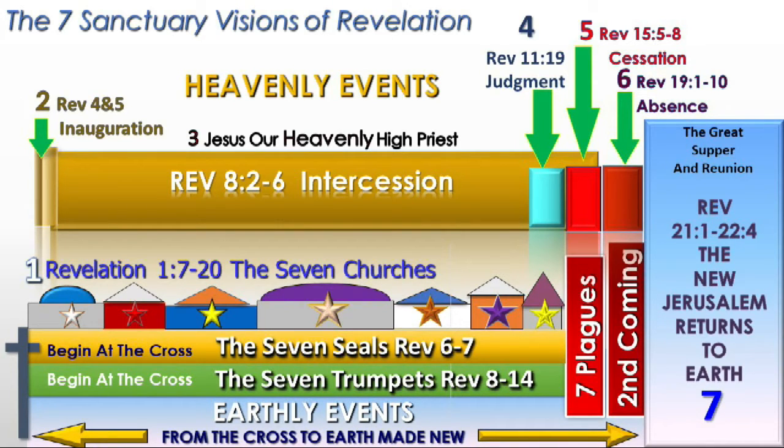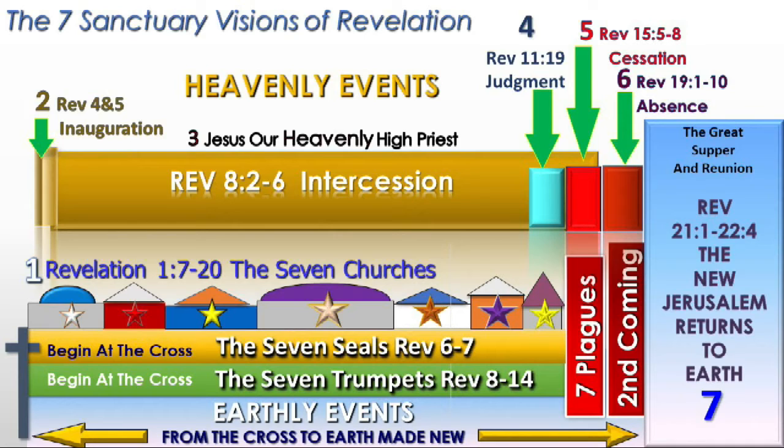Okay? And 1 and 7 are on the earth. So what the book of Revelation does is it begins with an earthly story, as an introduction, I should say. And then it takes us up into the ascension and the inauguration of Christ, his intercession, the judgment, the cessation, the absence in the sanctuary, and then the return back to the earth. Here is the entire book. So if you follow what Jesus is doing in his ministry, then you can understand what's happening in regards to the prophecies that he is giving to John.